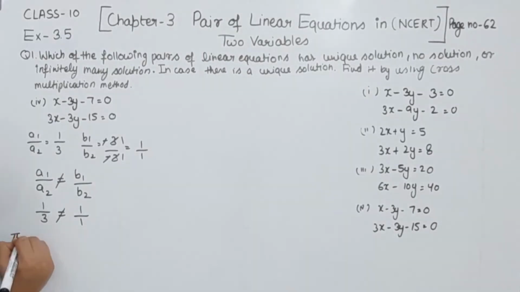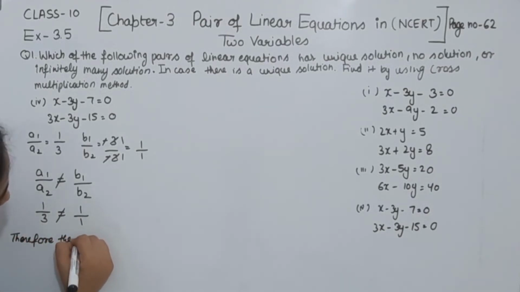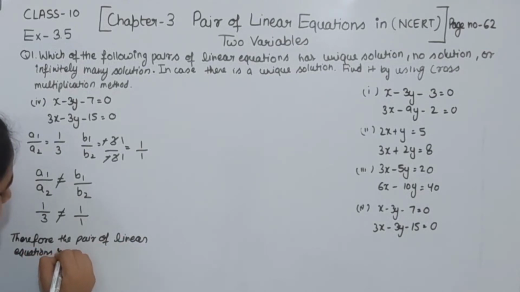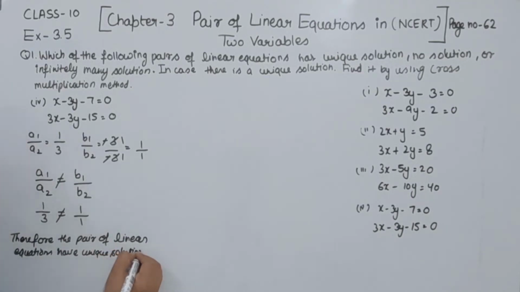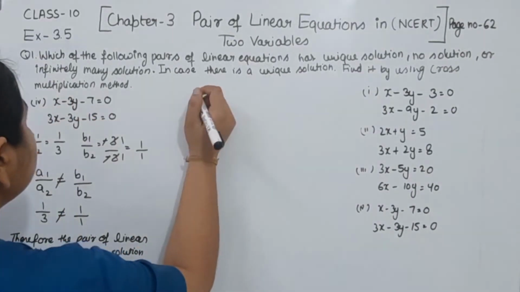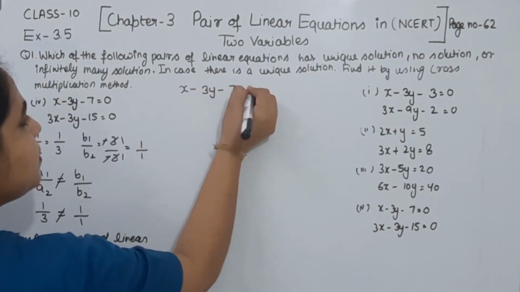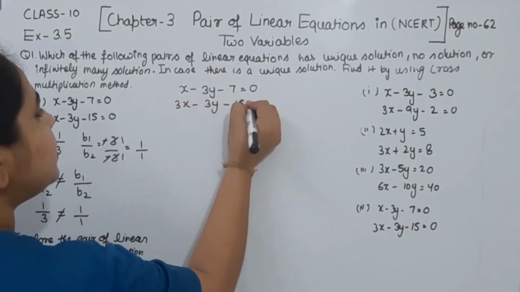So I'm going to write here, therefore the pair of linear equations have a unique solution. Now we have the two equations, that is x minus 3y minus 7 is equal to 0 and 3x minus 3y minus 15 is equal to 0.